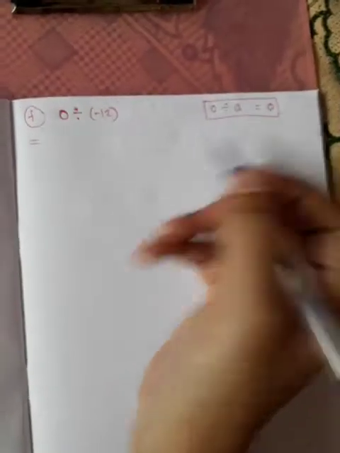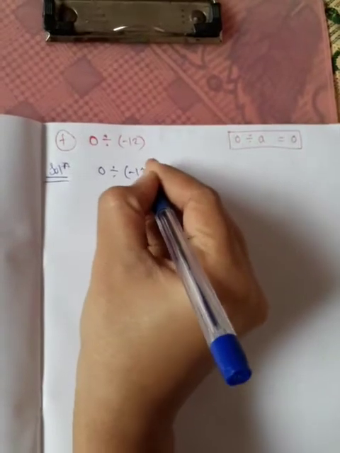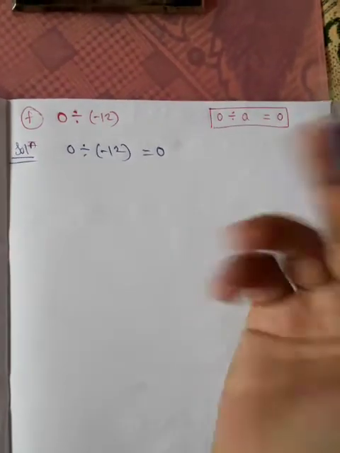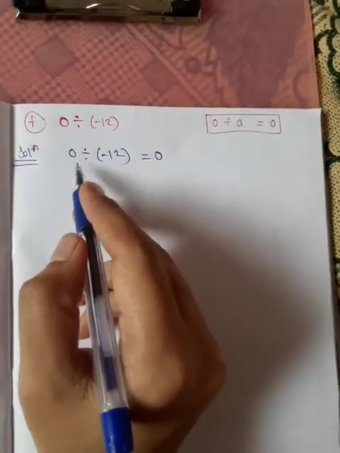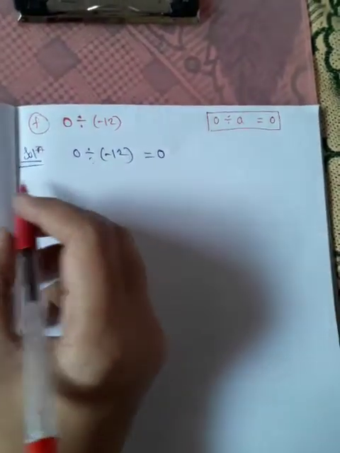So by this property you can directly write 0 divided by minus 12 is equal to 0, because 0 divided by any integer gives you 0. So by this property you can write directly. Okay, so this example is over.